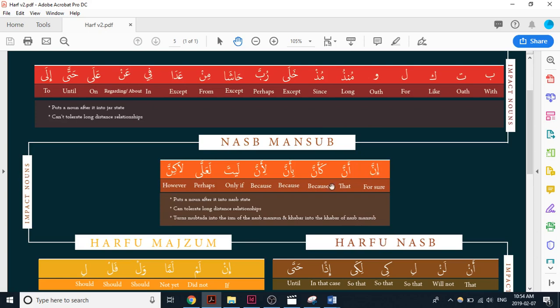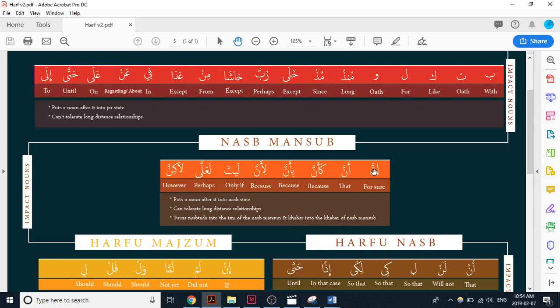And they are inna, anna, ka'anna, bi'anna, li'anna, layta, la'alla, lakinna. The most common ones are inna and anna. Inna meaning for sure, anna meaning that. And really what it does is that it puts a noun after it into a state of nasb. The noun that it's going to do that to is actually the mubtada. It's going to go ahead and target it and change it into a state of nasb, right? And it turns the mubtada into the ism of nasb and turns the khabar into the khabar of nasb.